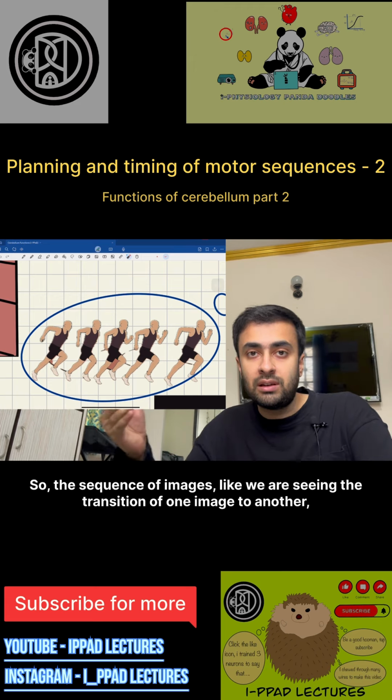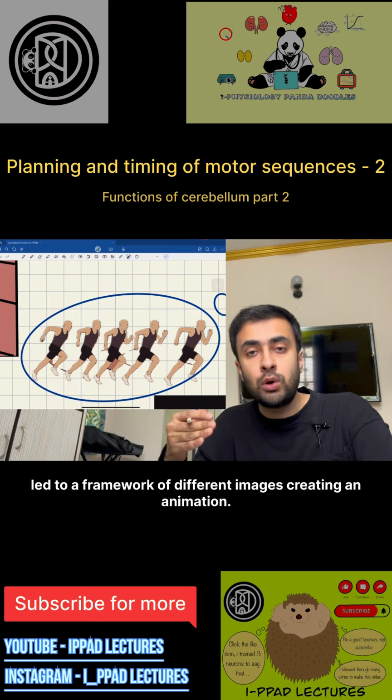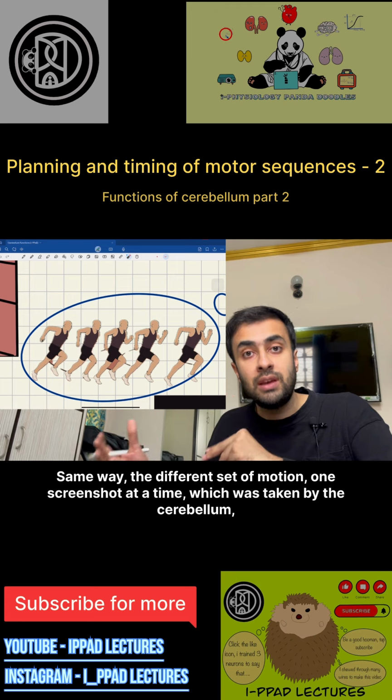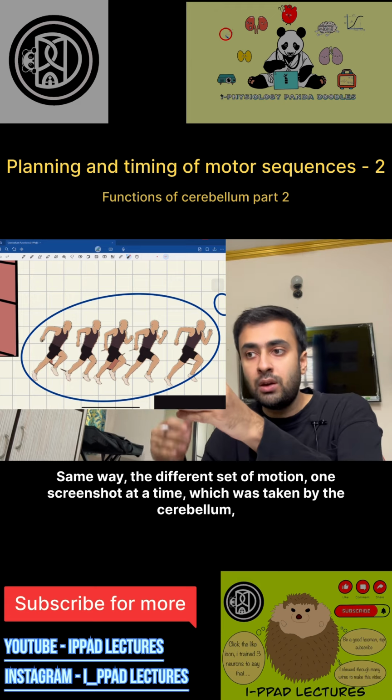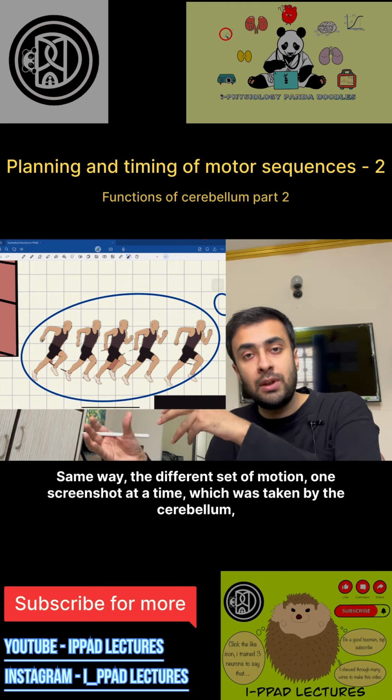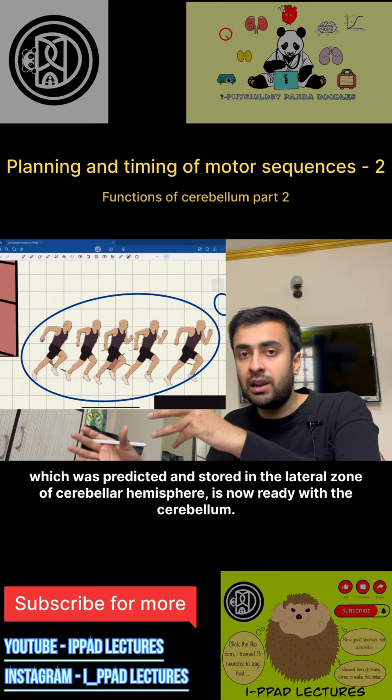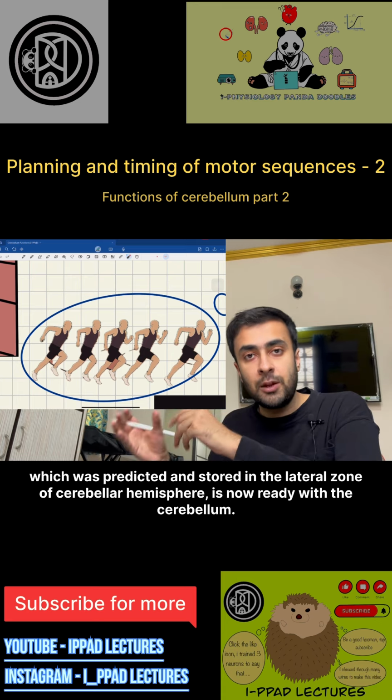Okay, so the sequence of images, like we are seeing the transition of one image to another, leads to a framework of different images creating an animation. In the same way, the different set of motions, one screenshot at a time, which was taken by the cerebellum, predicted and stored in the lateral zone of the cerebellar hemisphere, is now ready with the cerebellum.